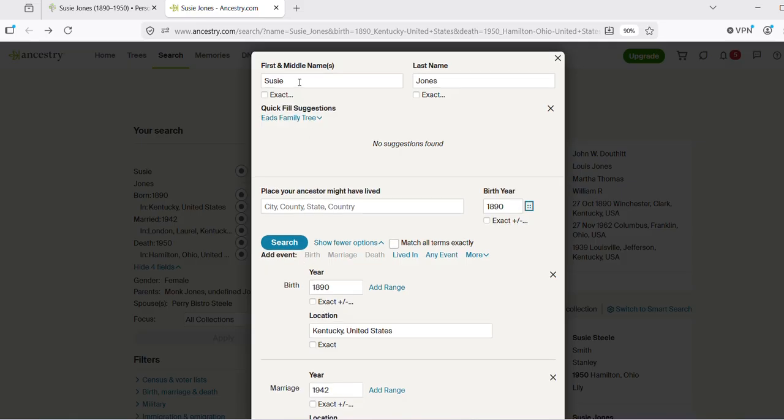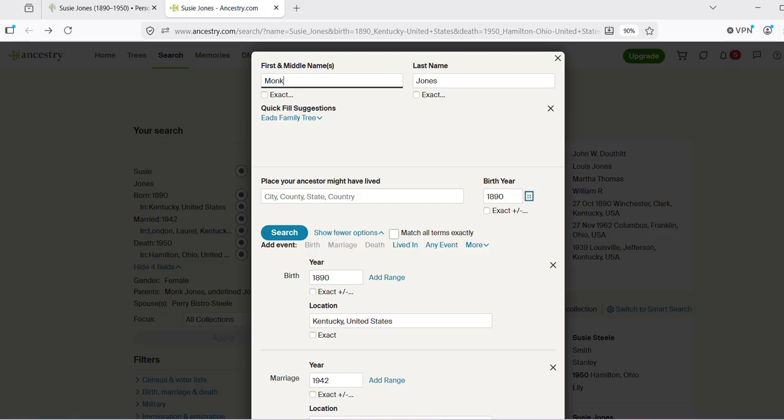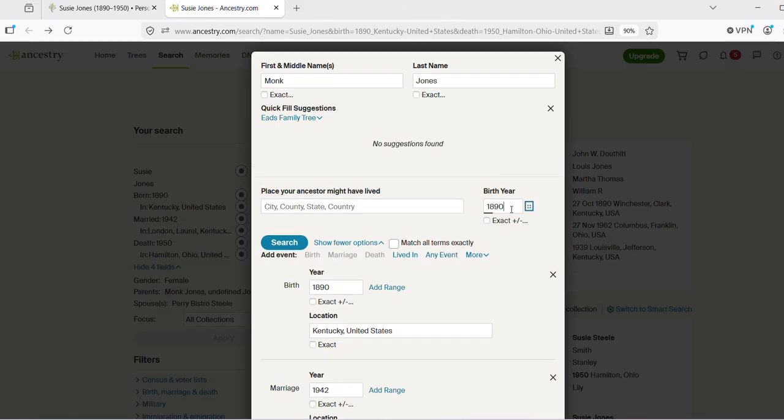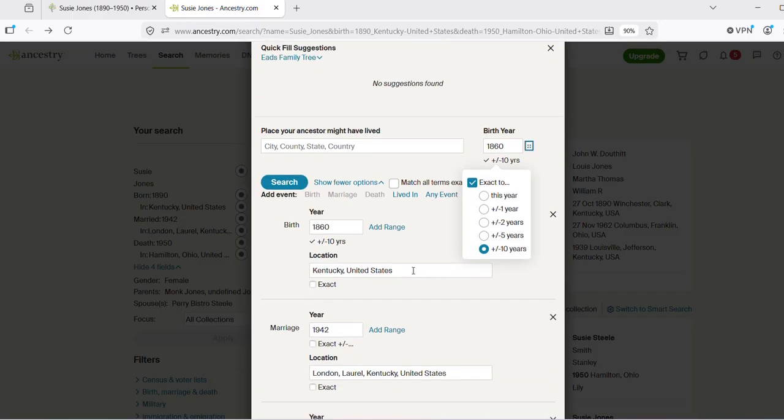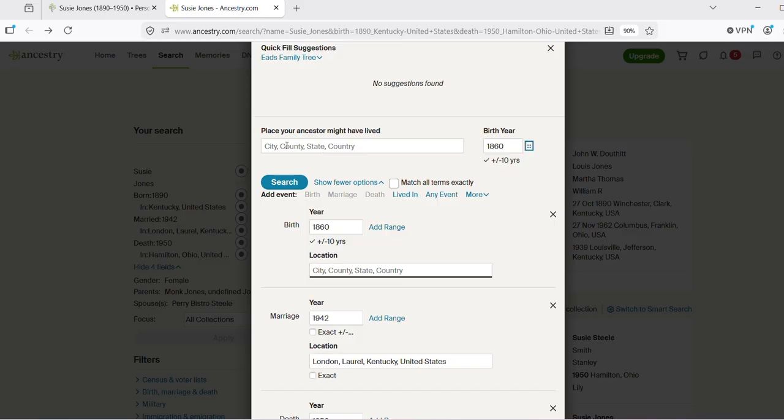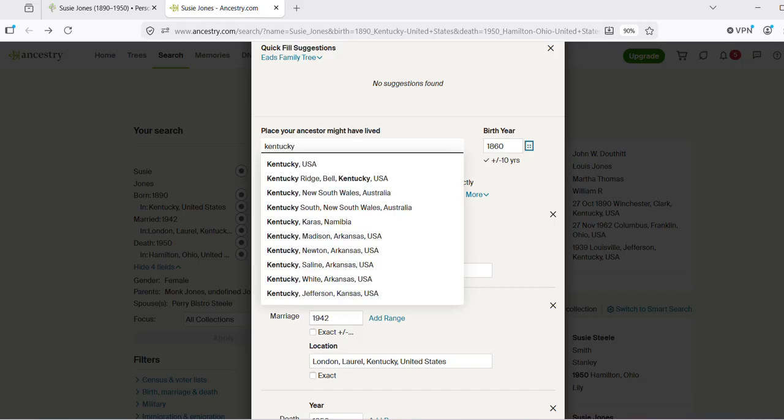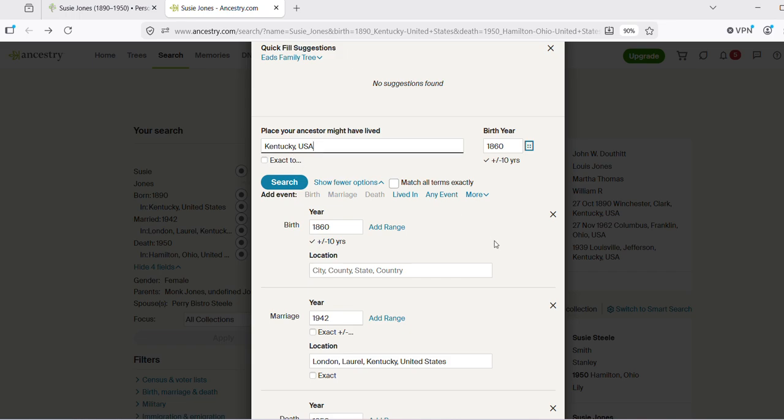So what I did is I did this. I said, Monk Jones. Okay, so if he is her dad, let's say she might have been the oldest, which means he could be as young as born in 1870. But if we put 1860 and give it 10 years, we don't know if he lived in Kentucky. So I'm not going to say he was born in Kentucky. This says place your ancestor might have lived. I'm going to put Kentucky here because if she lived there, it's possible that he might have.